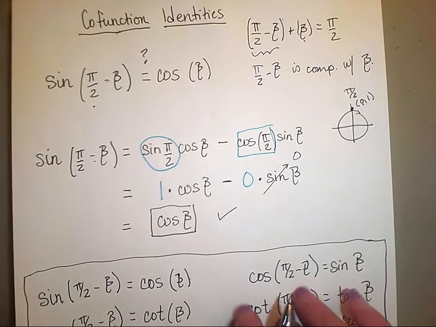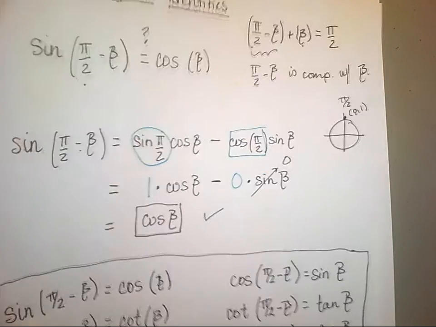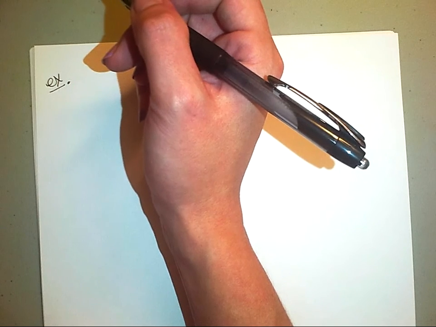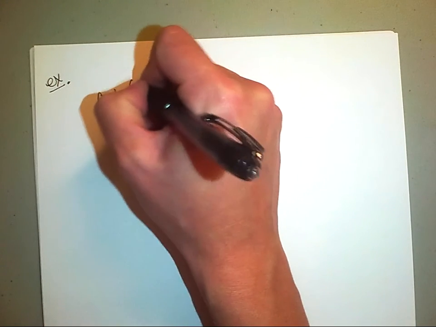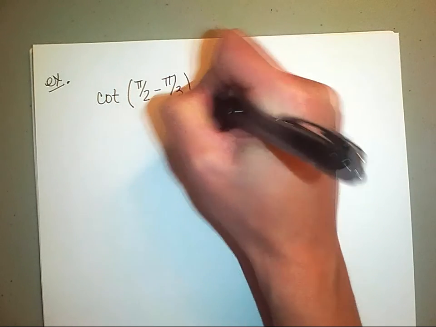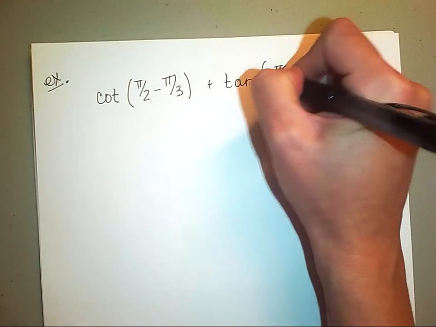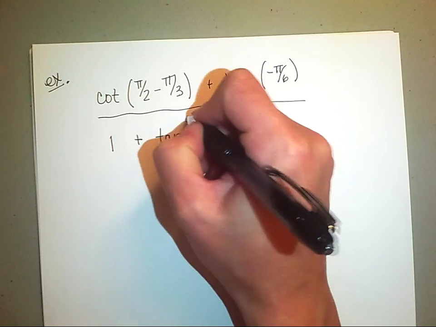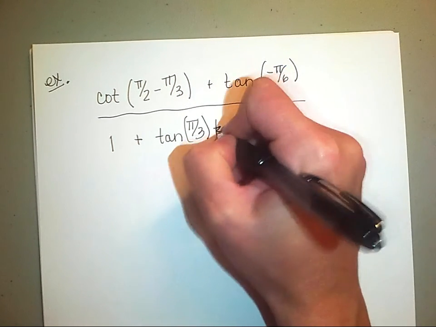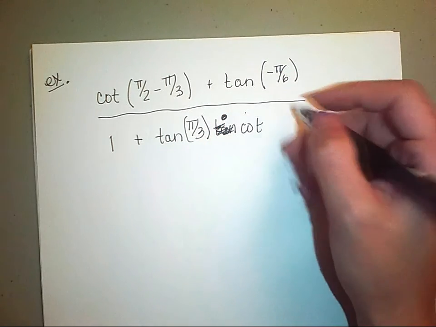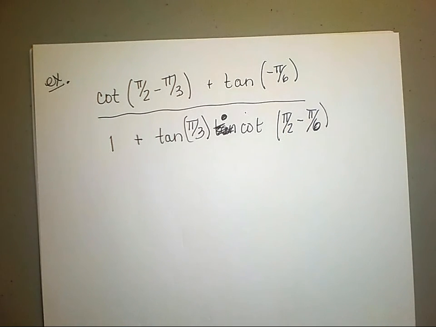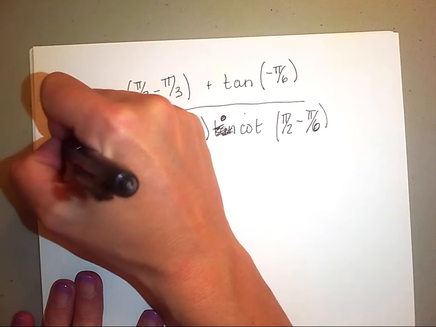Let's do a few more. With the tangent. Okay, if we have the cotangent of pi over 2 minus pi over 3, plus the tangent of negative pi over 6, over 1 plus the tangent of pi over 3 times the cotangent of pi over 2 minus pi over 6. Well, good grief, we have to simplify this.